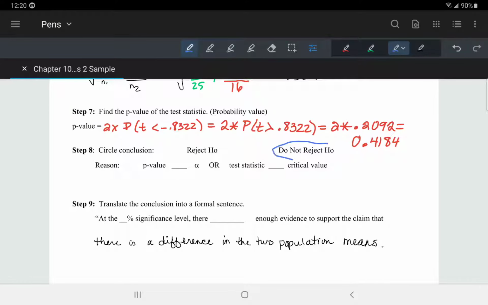Therefore, we will not be rejecting H sub 0 for a couple different reasons. Either by the p-value method, 0.4184 is greater than alpha, which is 0.05, or because our test statistic, 0.8322, is less than the critical value, which is 2.13, meaning it is outside of the rejection region.